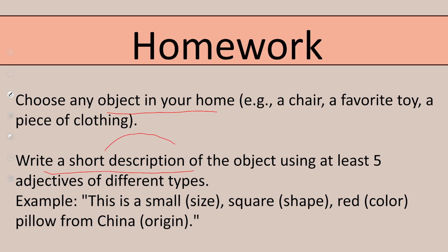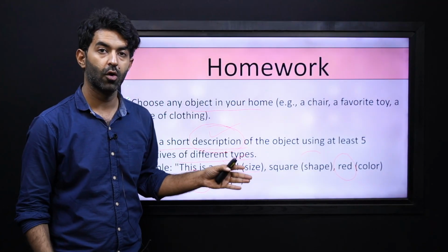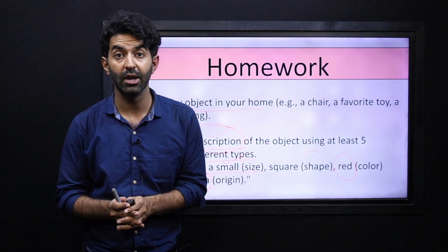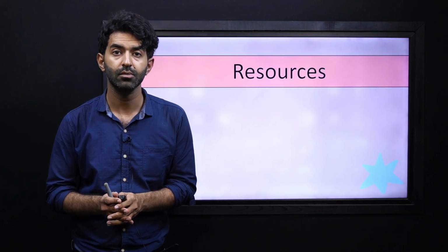And when we have the word description, what are we using? We are using adjectives, at least 5 adjectives of different types. For example, now pay attention. This is a small, square, red pillow from China. Small is size, square is the shape, red is the color, pillow from China. It means the origin is from China. And you have to follow the same order when you are dealing with multiple adjectives of different types.